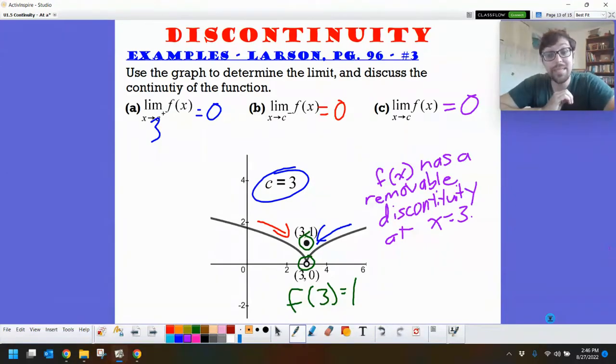Removable discontinuities mean the same thing as a point discontinuity, depending upon what you might see, like textbook differences. If we looked at the rest of this function, based on what we can see in this window, this is the only point where we have that removable discontinuity. Everywhere else, where the function is heading is equal to what the function is spitting out. It is just at this value of 3 where we have that discontinuity.